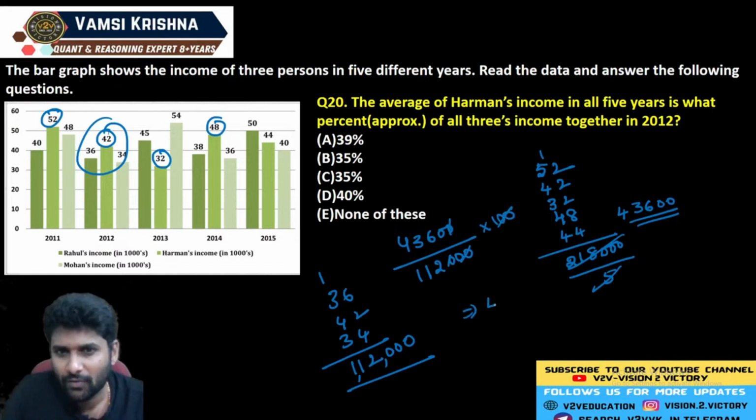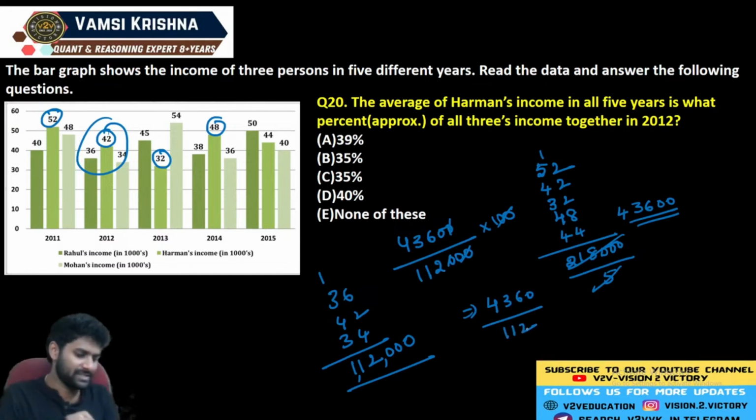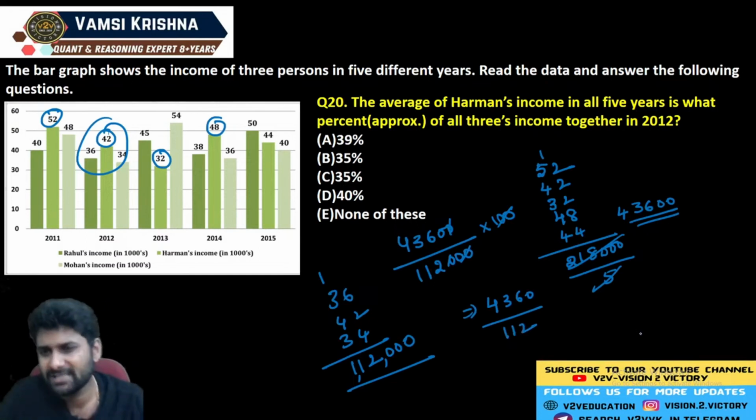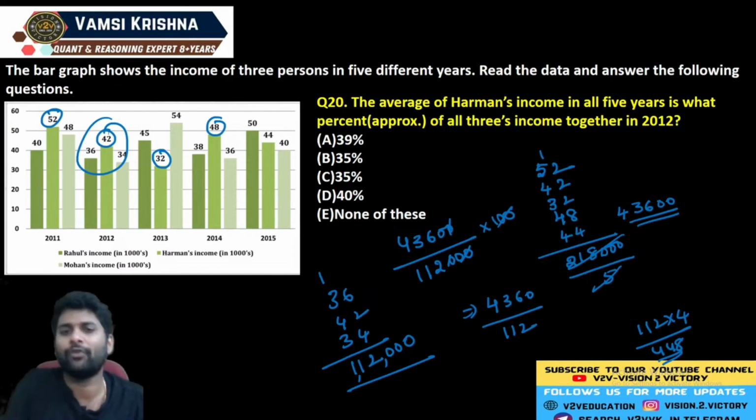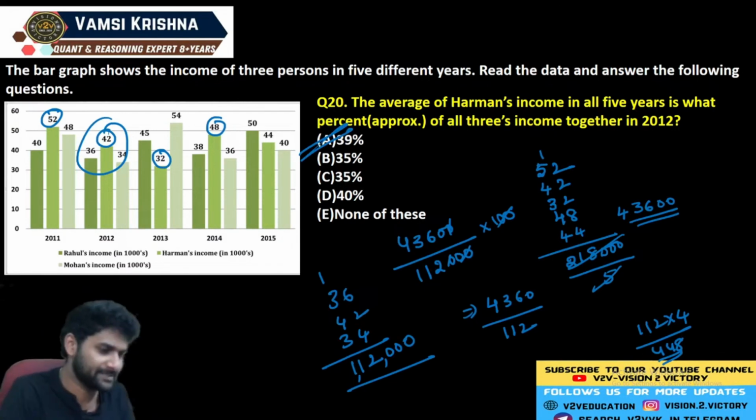Now the question here: 4360 divided by 112. What's the calculation? Now let me take, see, 112 multiplied by 4. It's 448. See, it's nearer to the 436, right? Definitely the answer should be nearer to the 40%. Nearer to the 40% according to the option, it's 39%.